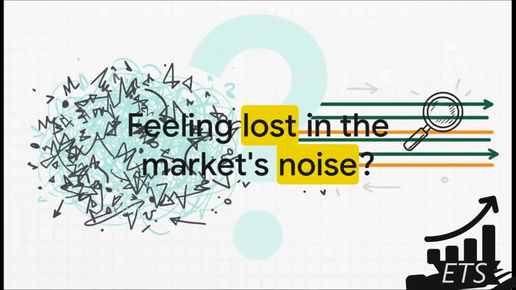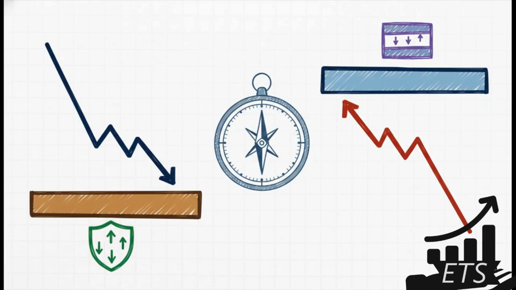I mean, does this just look like a total mess to you? A bunch of random lines going up and down? It's so easy to get overwhelmed and feel like you're just guessing. But what if I told you there's a way to clean all this up, to see the actual structure hidden underneath all that noise? Well, that's exactly what support and resistance are for.